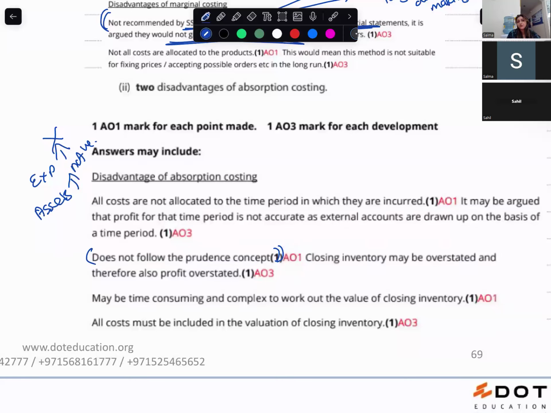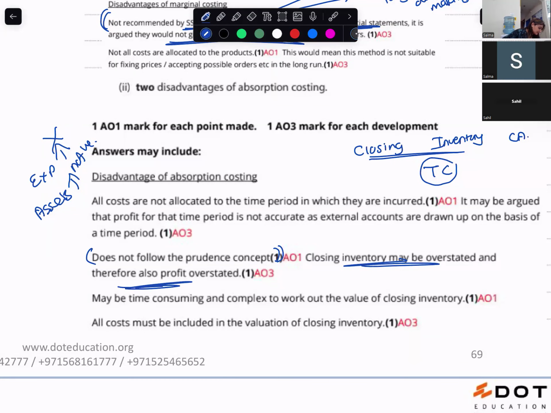When you value your closing inventory using absorption costing, your closing inventory is a current asset, right? Closing inventory is valued at total cost, and total cost will definitely be higher than only the variable cost. So your closing inventory is overstated and therefore the profit is also overstated. This is a disadvantage of absorption costing.